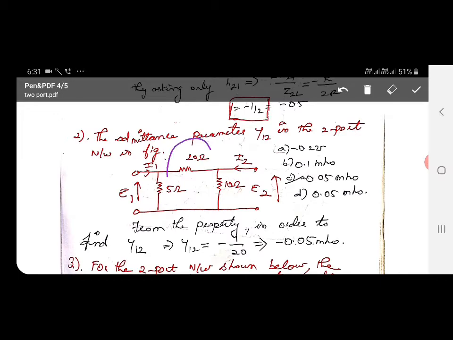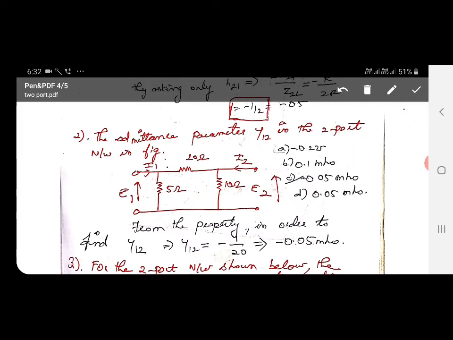Then y12, which the question asks for, is nothing but the resistor z2 value, 20 ohm. We need to note that the value given here is in ohm format. Actually admittance should be in mho, so we need to take the reciprocal of the corresponding value. For y12 we may consider minus of 1 by 20.